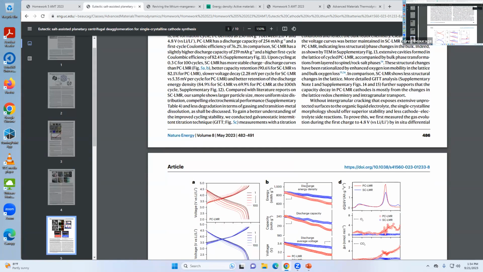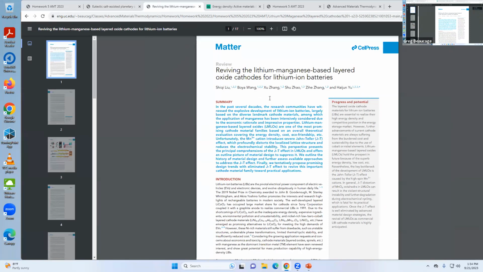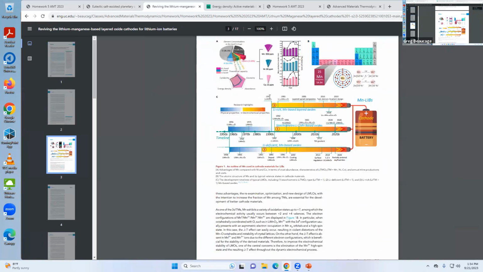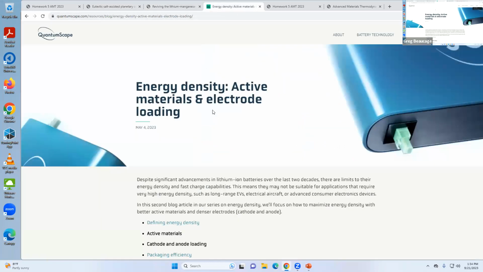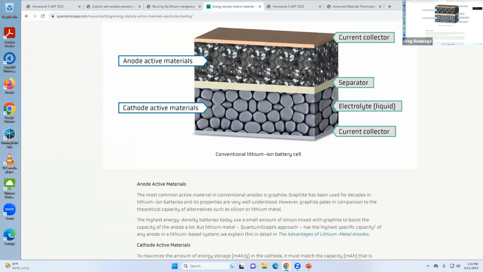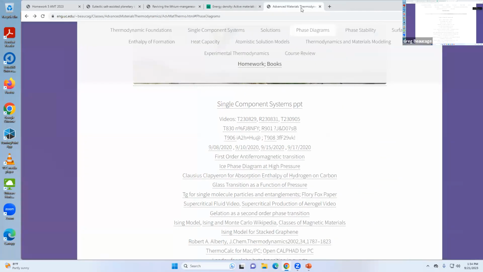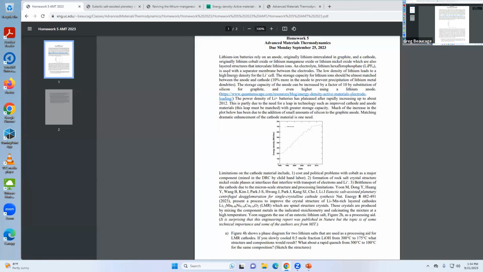Let's see. So yeah, there's something about the manganese-based layered oxides. There are some review articles here you can glance at. And then there are some companies selling whatever, they show the structure of these batteries. That's the same thing. That's it. So basically it's just, take a look at lithium ion batteries.